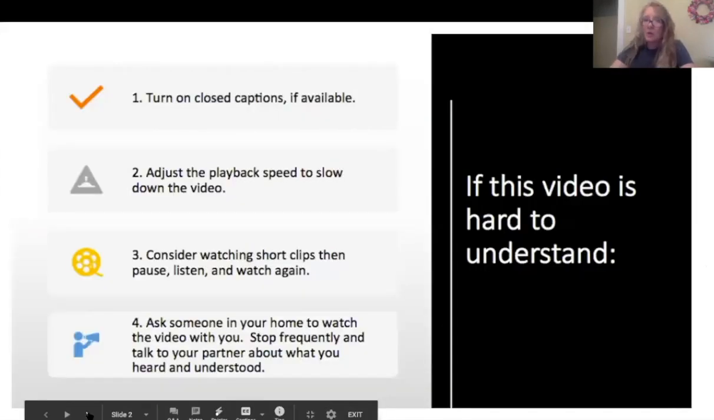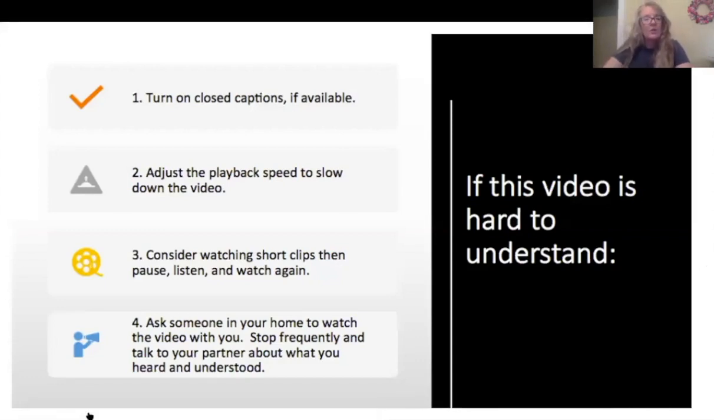If this video is hard for you to understand, you can do one of four things. One, turn on the closed captions if that's available. Two, adjust the playback speed to slow down the video. Three, consider watching short clips, then pause, listen, and watch again. Four, ask someone in your home to watch the video with you. Stop frequently and talk to your partner about what you heard and understood.